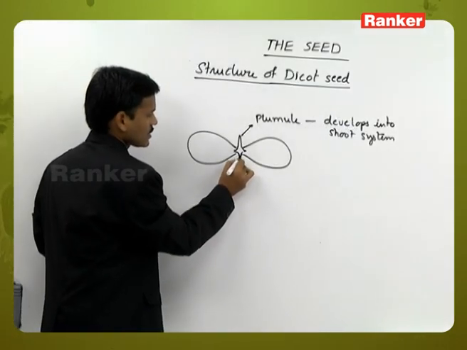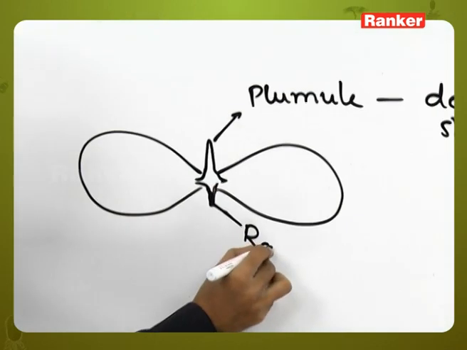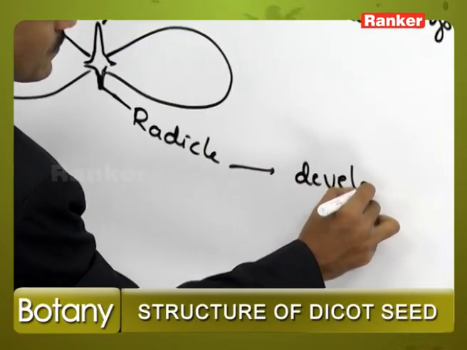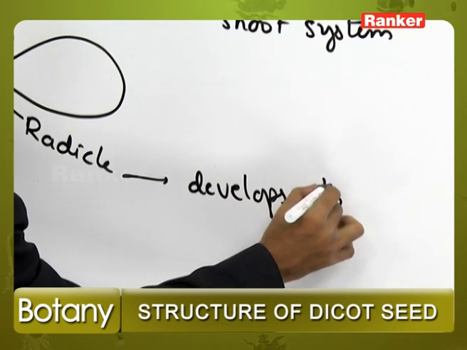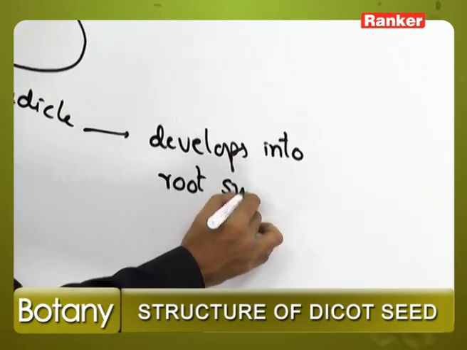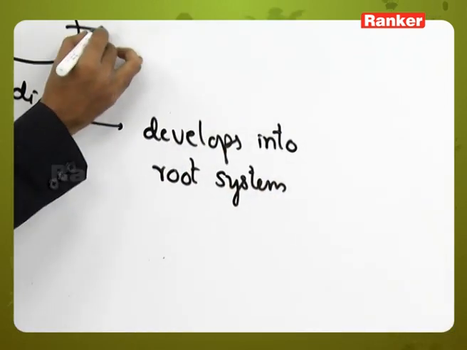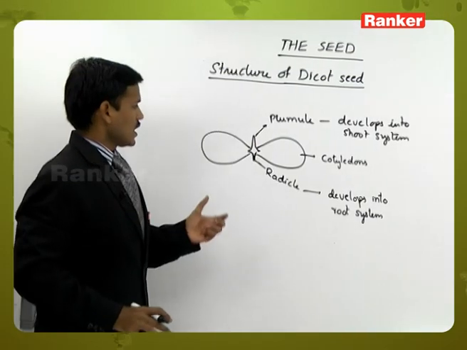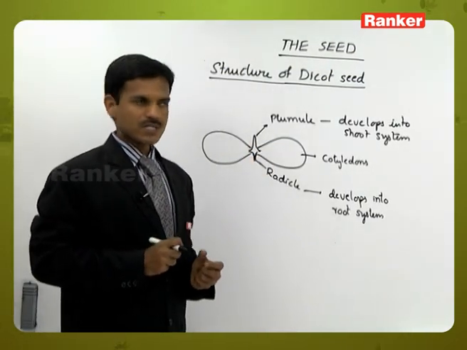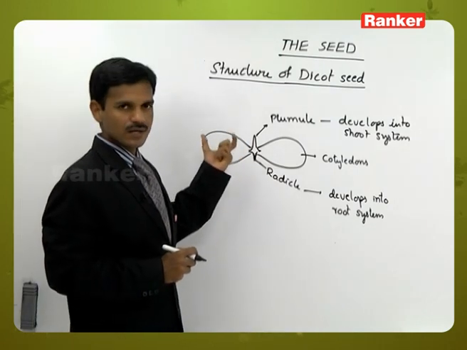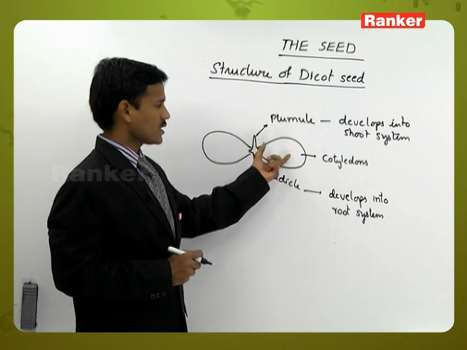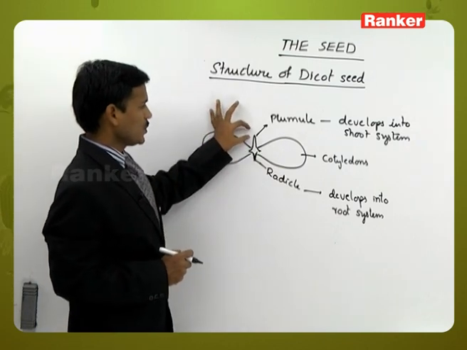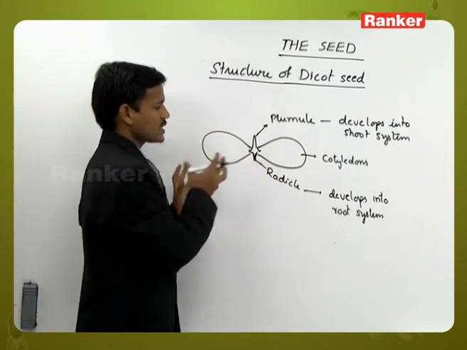And this is the radicle. The radicle develops into the root system. And these are the cotyledons. The cotyledons are rich in nutrients or proteins. In the pea plant, or Fabaceae members, Leguminaceae family members, the cotyledons are rich in proteins, or they are storing the proteins. And here the plumule, radicle, and two cotyledons completely make up the embryo structure.